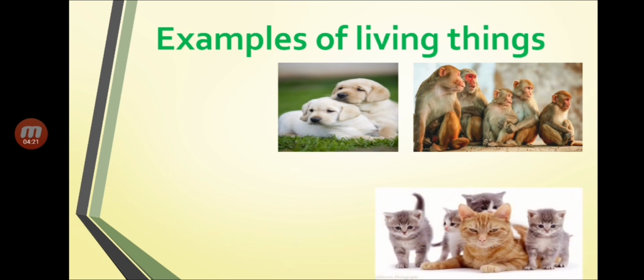And the last is, what's this? Cats. The cats are also an example of living things. And puppies, monkeys, and cats are all called animals. Very good. Let's read it again. Animals. Very good.